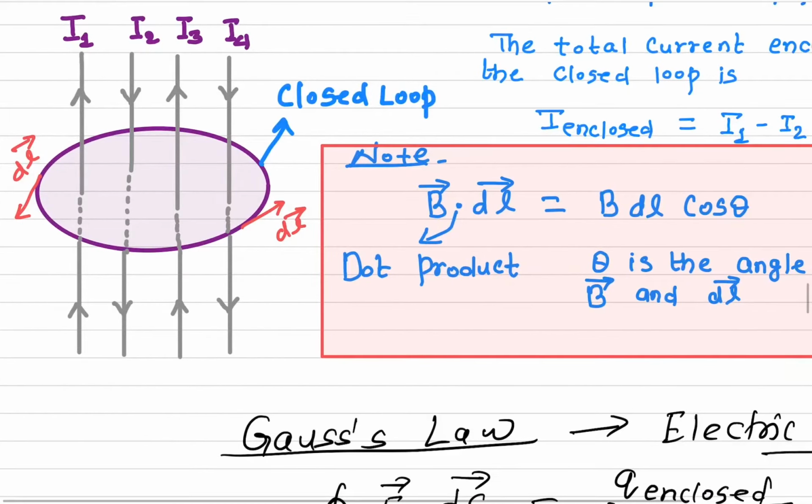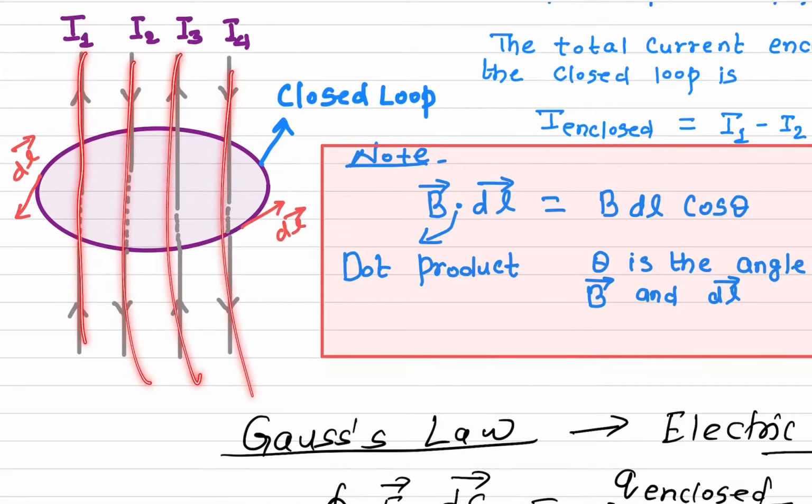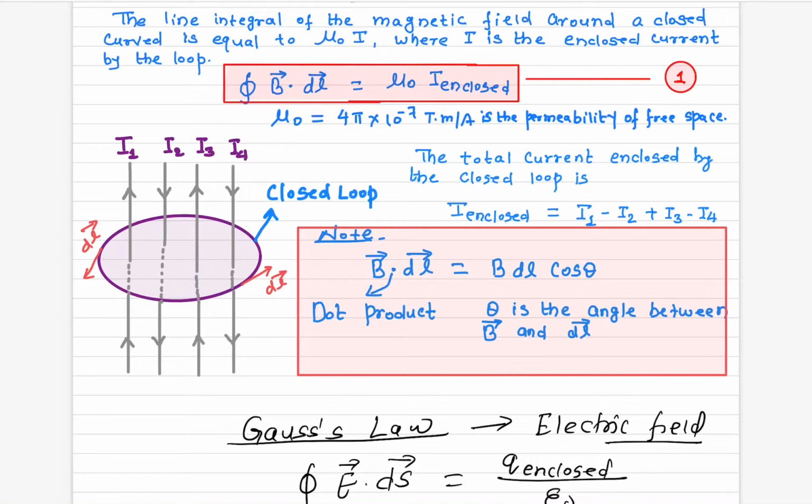So now let's look at an example. Let us consider a closed loop, just like a ring or any arbitrary structure. And through this loop we have four current-carrying wires. I1 is upward, this is downward, or it can be at any angle too. Then what does Ampere's law tell you? If I take the line integral of this, it has to be equal to mu naught times I enclosed.